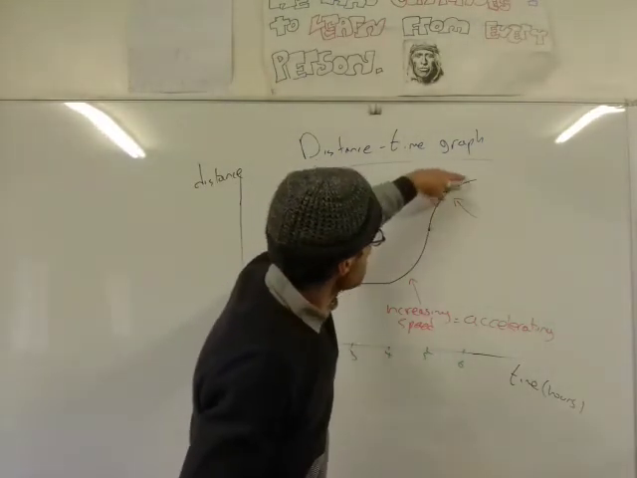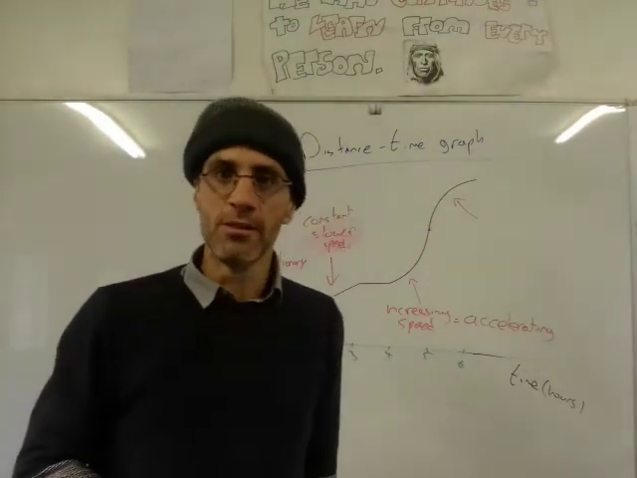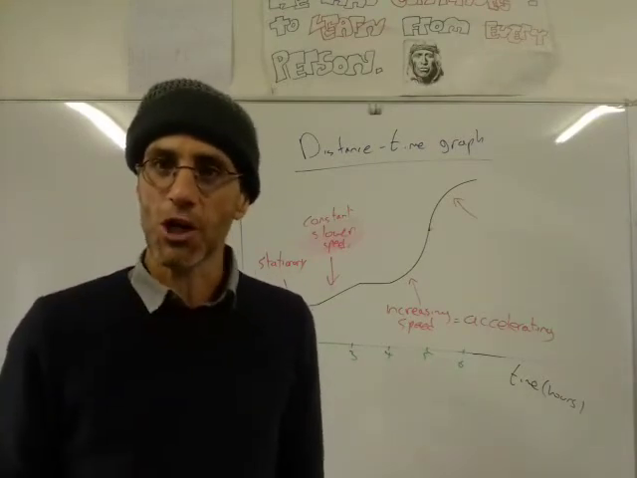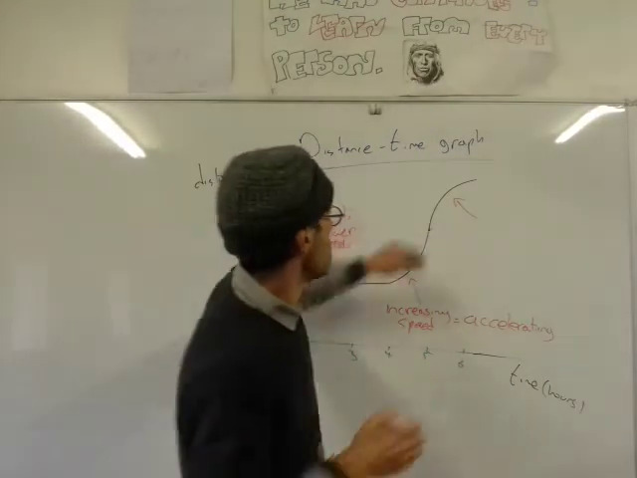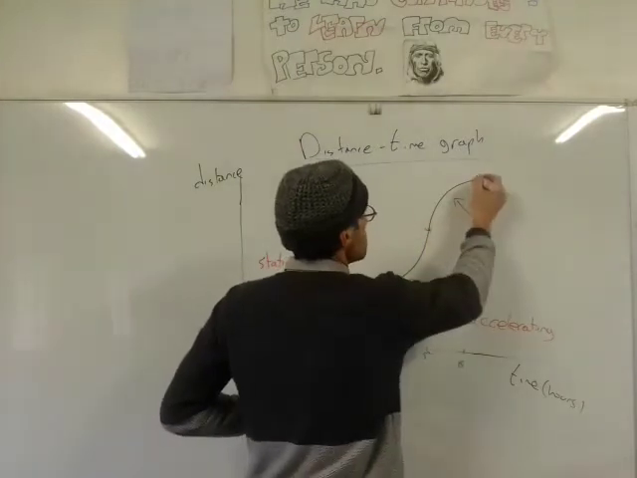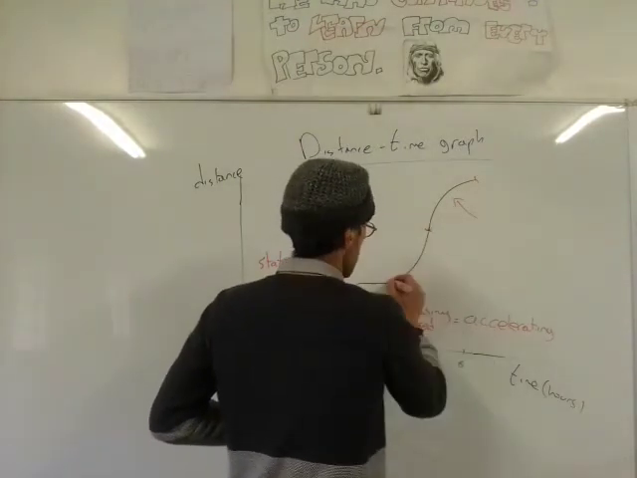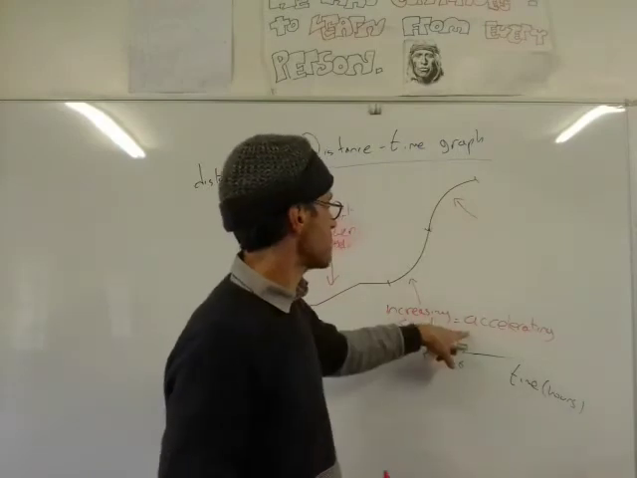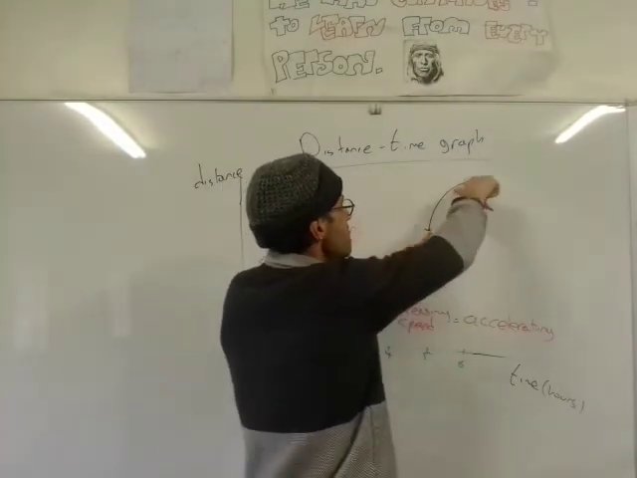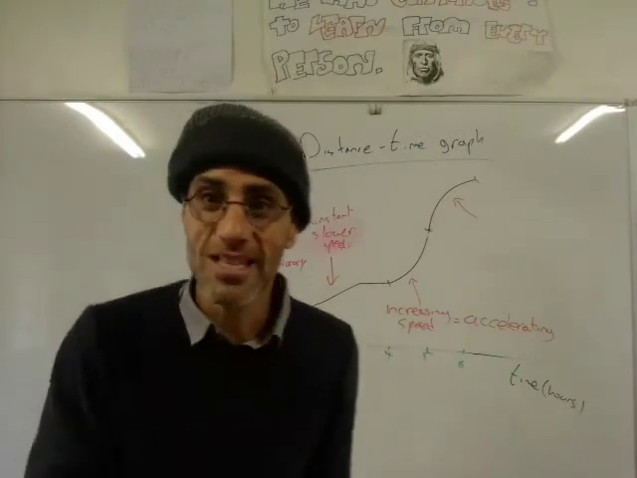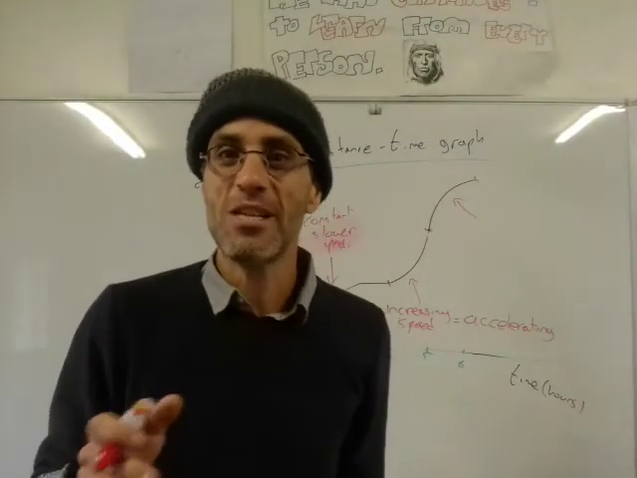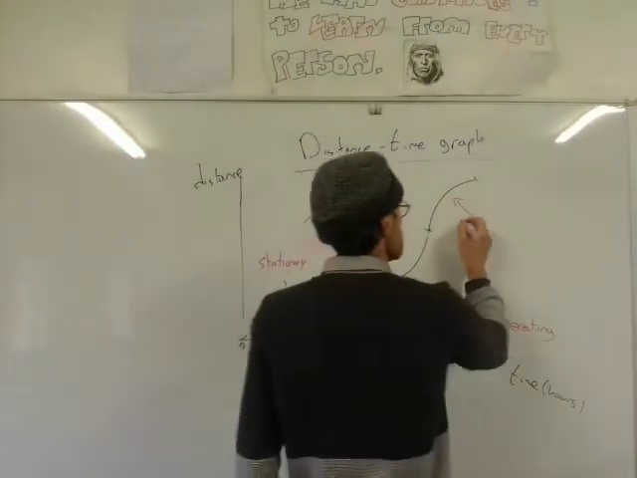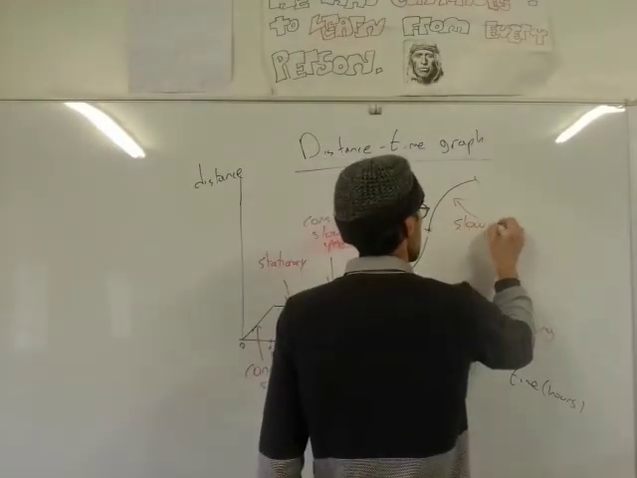Now, from here to here, again, it's not a straight line, so it's definitely not constant speed. It's a curve. The speed is changing. But what's happening to the speed from here to there? What's happening from here to here? From here to here, it's becoming more steep, so it's accelerating. From here to here, it's becoming less steep, so the speed is decreasing. In other words, it's slowing down. Okay? This one is slowing down.